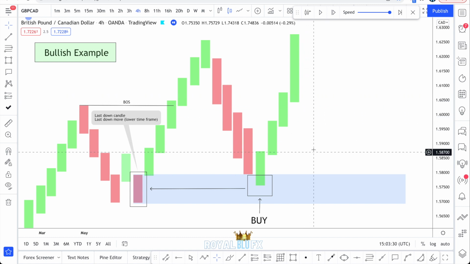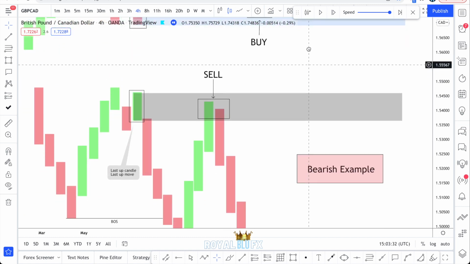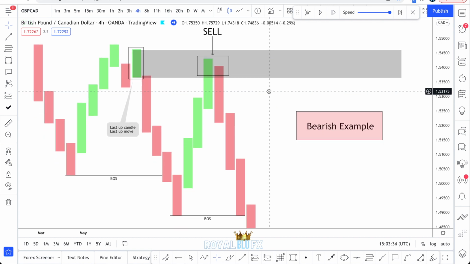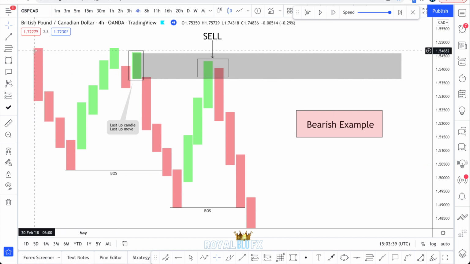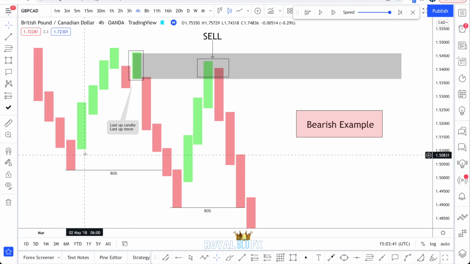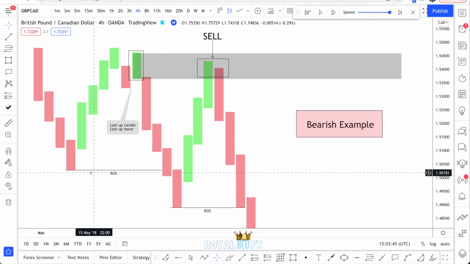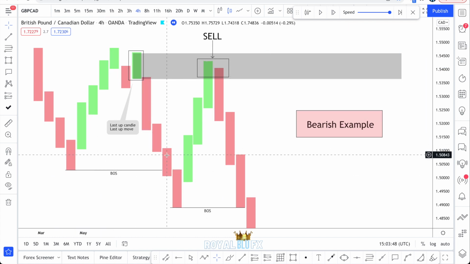All right, so let's go down to the bearish example here. So we have a downtrend occurring. Price is going down, pulling back. Then price is breaking new lows, breaking structure. Now price needs to retrace all the way back up to test the last up candle or up move before the major trend goes down. That's typically how the market moves.